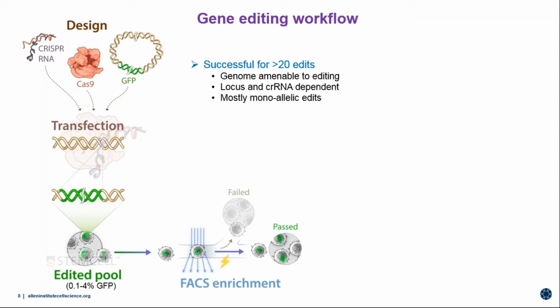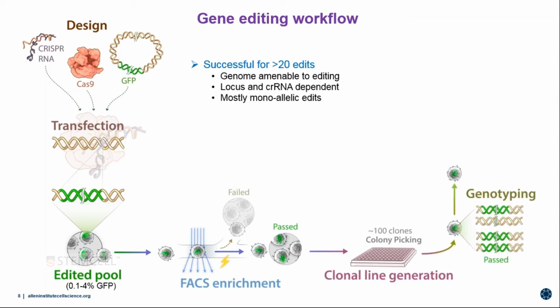So we don't know which reason is why we get monoallelic edits, but this is what we were aiming for. So once we have this enriched population, then we go on to make clonal lines. We are generating about 100 clones per gene at the moment, because we had a lot of criteria we wanted these clones to meet, and I'll go over that in the next slide.